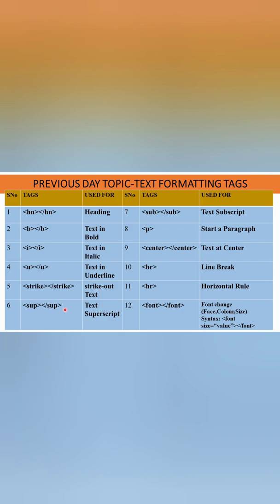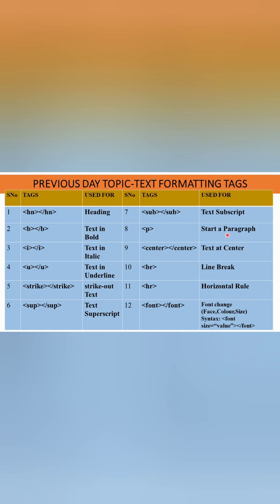Next, SUP. SUP stands for superscript. If you want to make your text superscript, then you can go for the SUP tag. Superscript means the text will appear above the normal line. Next, the subscript tag. If you want to make your text subscript, then you can go for the SUB tag. Subscript means the text will appear lower than the normal line. It's the opposite of superscript.